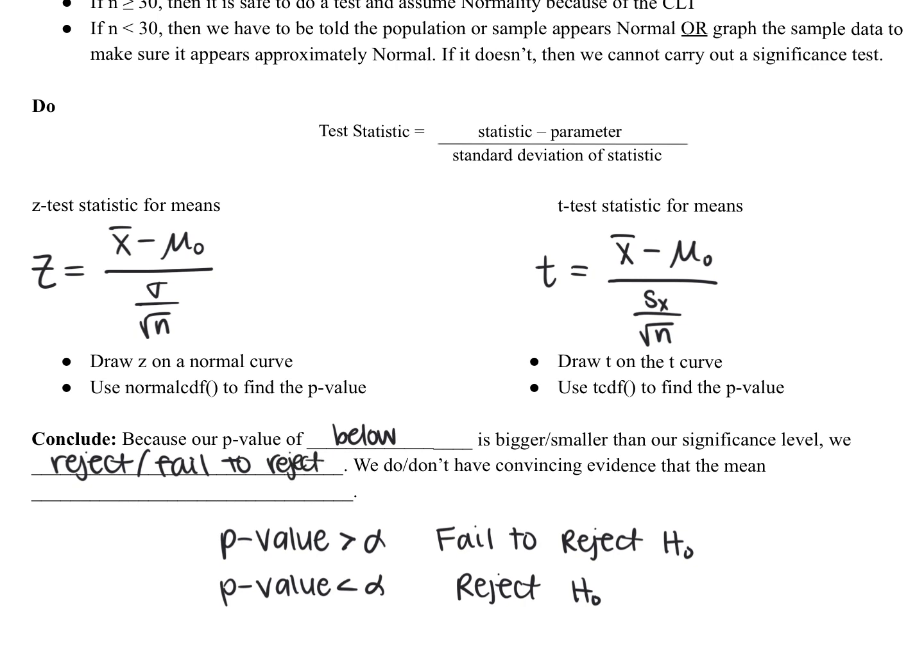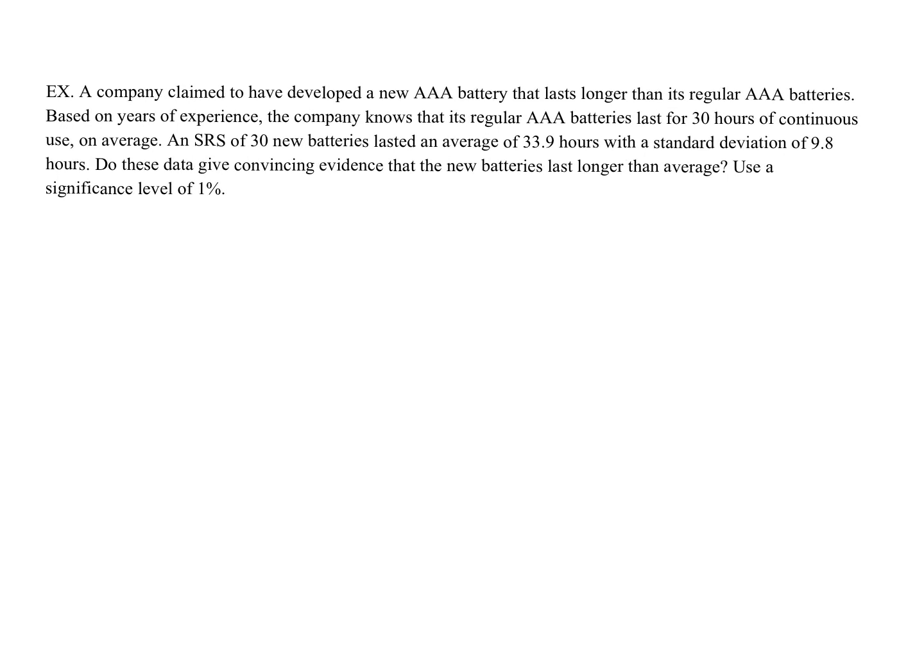And then after we decide whether or not we reject, it's whatever your p-value is, bigger or smaller than the significance level, you either reject or fail to reject. And then we do not have, or we do have, enough evidence that the mean, and then whatever the rest of your problem is in context. Very similar to proportions. So let's go ahead and do some examples.